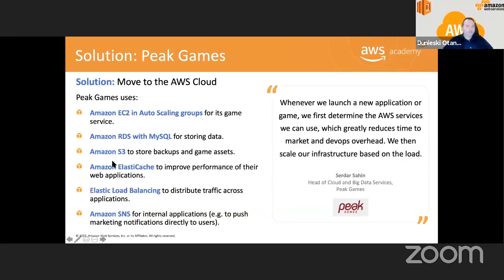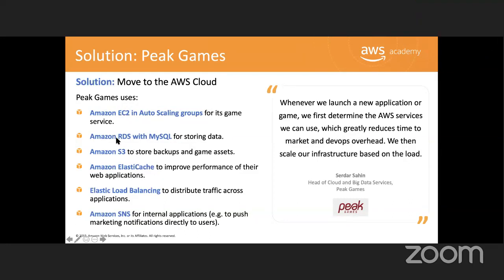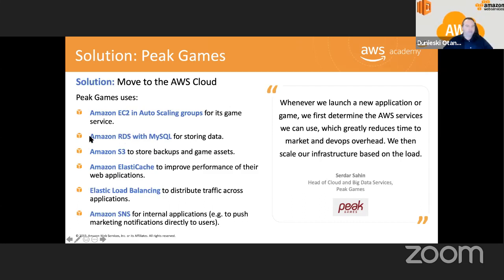Guys, what is ElastiCache used for? CloudFront? Databases. CloudFront is something else. CloudFront is a global content delivery service. ElastiCache is for RDS, right? It's a little bit closer to RDS than CloudFront. CloudFront works mostly with S3. Elastic Load Balancing to distribute the traffic across applications, and Amazon SNS for internal applications, for example, to push marketing notifications directly to users.